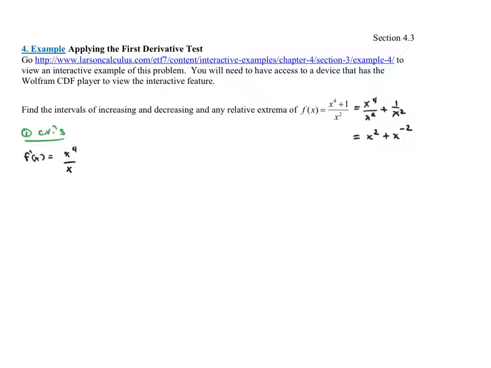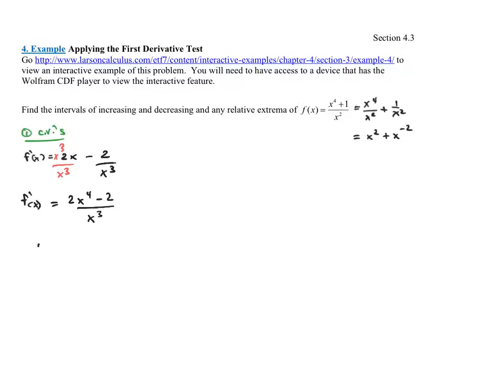Okay, so when I find the derivative, what's the derivative of x squared? The derivative of x squared is 2x. What's the derivative of x to the negative 2? Would be minus 2x to the negative 3, or that would be negative 2 over x cubed. The only thing is, if I do it this way, I do need to get a common denominator. So I'm going to multiply the first term by x cubed over x cubed. And when I do that, I'm going to end up with 2x to the fourth minus 2 all over x cubed. That is my first derivative.